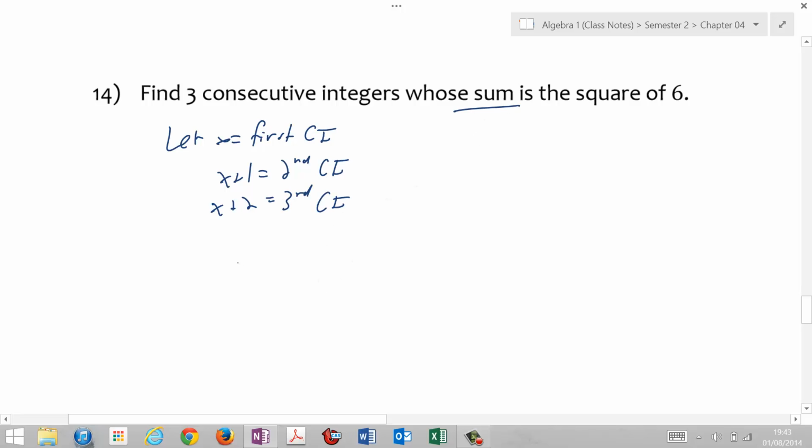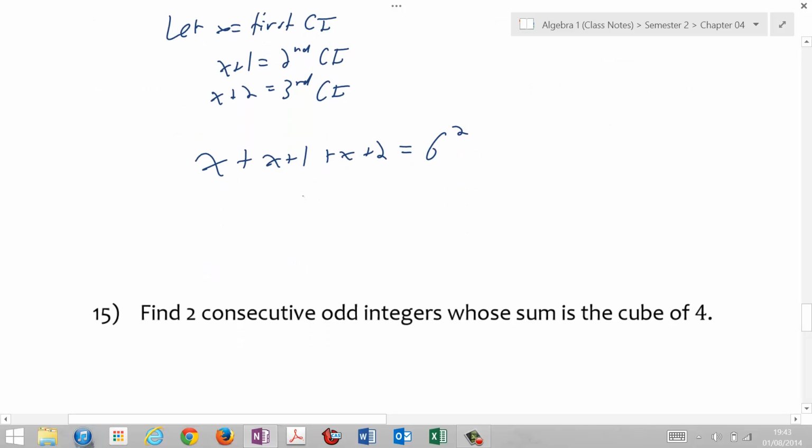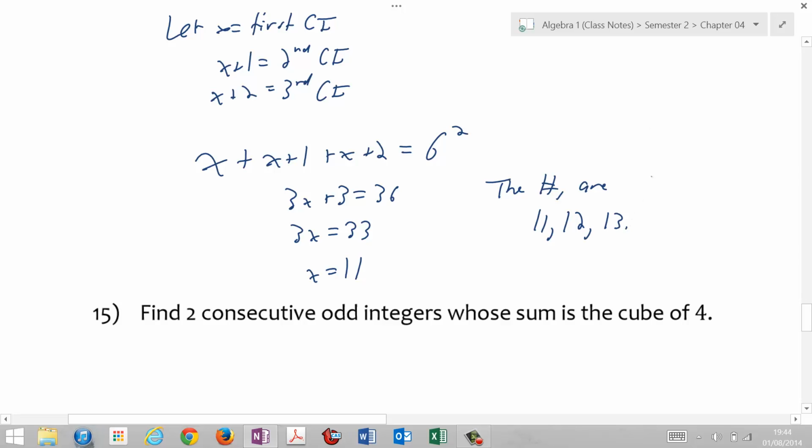And the sum would just be adding them all up, so x plus x plus 1 plus x plus 2 equals the square of 6, which is 6 squared. So 3x plus 3 is equal to 36, or 3x is equal to 33, or x is equal to 11. And I can say the numbers are 11, 12, and 13.